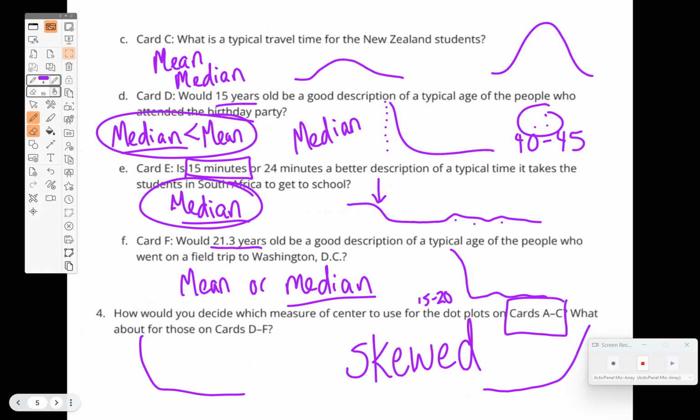Okay, go ahead and put those cards nicely in your plastic bag. Be nice to the cards, yes. Don't fold them.